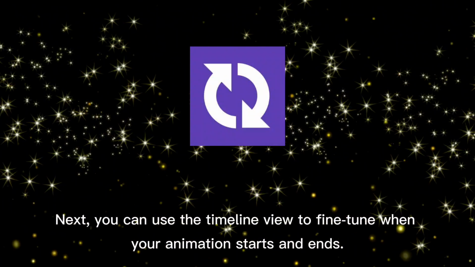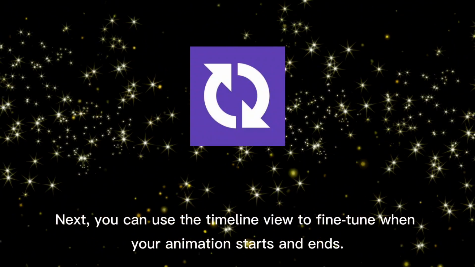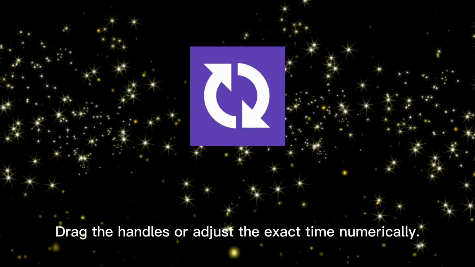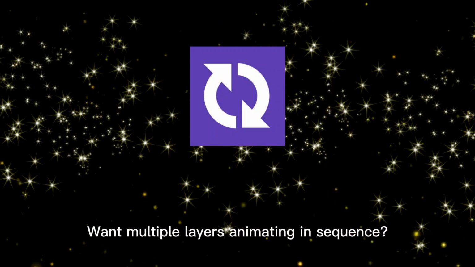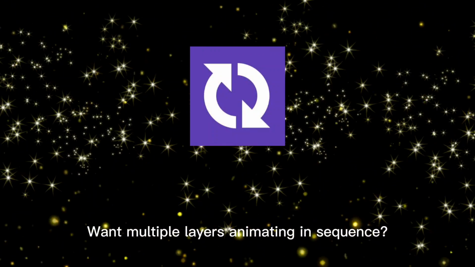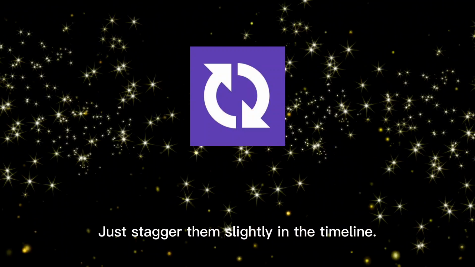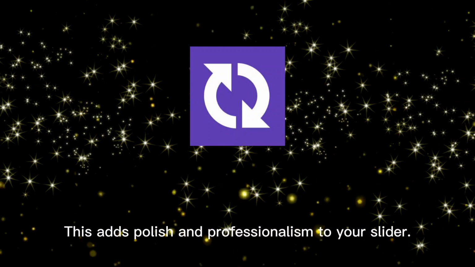Next, you can use the timeline view to fine-tune when your animation starts and ends. Drag the handles or adjust the exact time numerically. Want multiple layers animating in sequence? Just stagger them slightly in the timeline. This adds polish and professionalism to your slider.